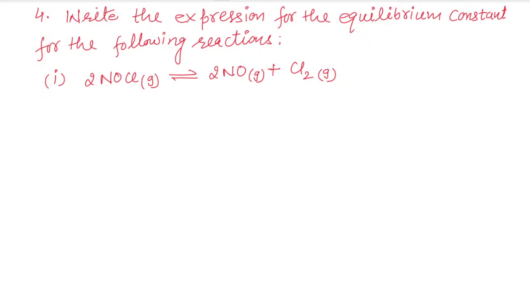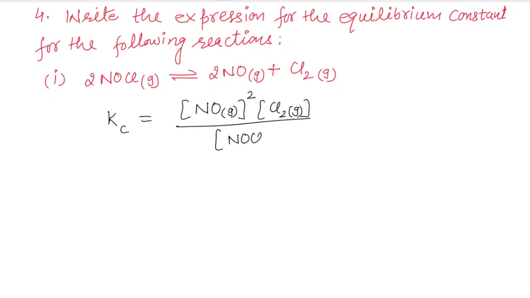So Kc for this reaction is the concentration of NO gas raised to power 2 into concentration of Cl2 gas raised to power 1 divided by concentration of NOCl gas raised to power 2. So this is the expression for the equilibrium constant of this particular reaction.